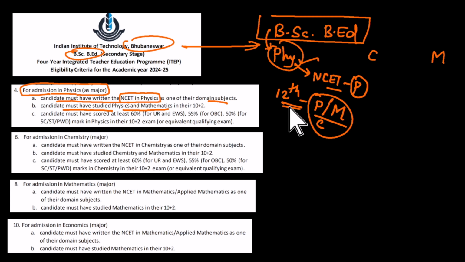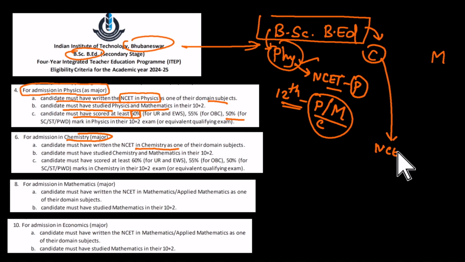You should be a PCM student, right? And you should have opted for physics in your NCET. Then criteria, candidate must have scored at least 60%. See, this criteria we will talk later on, that how much percentage is required. Here we are only talking about the domain subjects. Now for admission to chemistry, if you want admission into chemistry as your major, then again the criteria are the same.